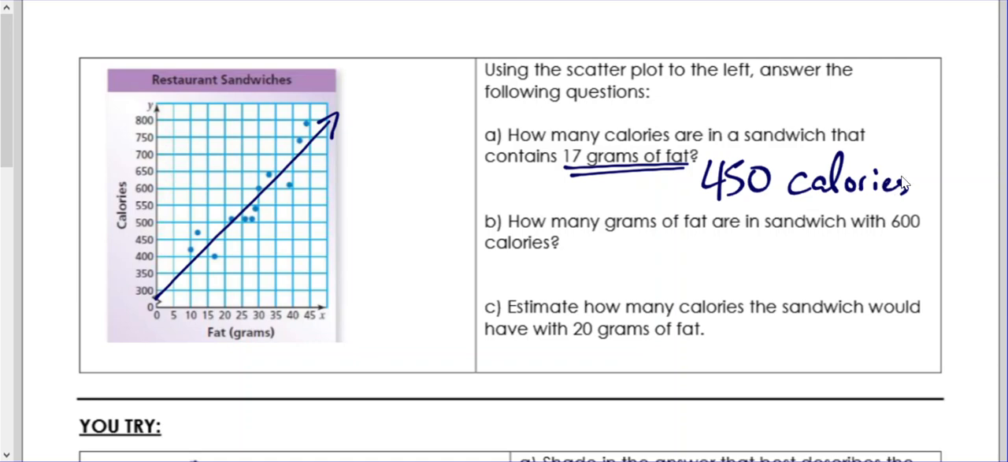How many grams of fat are in a sandwich that has 600 calories? So I'm going to change the color just so this doesn't get so messy. 600 calories, and then I'm going to follow that across again. I'm not looking at that point. I'm looking at this point on my line of best fit. That looks like about, let's say, 32 grams of fat.